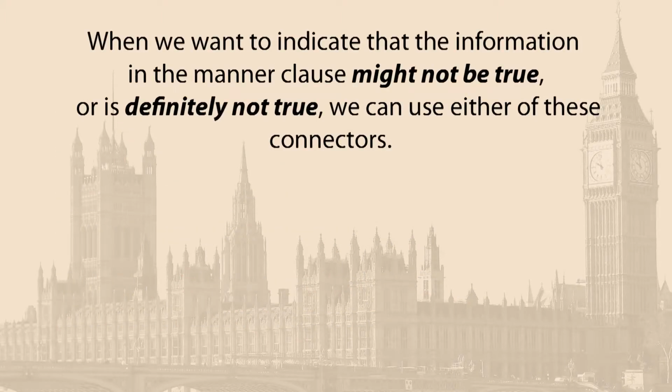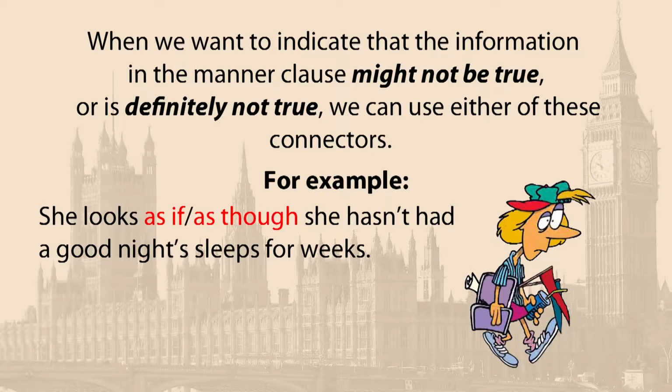When we want to indicate that the information in the manner clause might not be true or is definitely not true, we can use either of these connectors. For example, she looks as if or as though she hasn't had a good night's sleep for weeks. We don't know for sure.